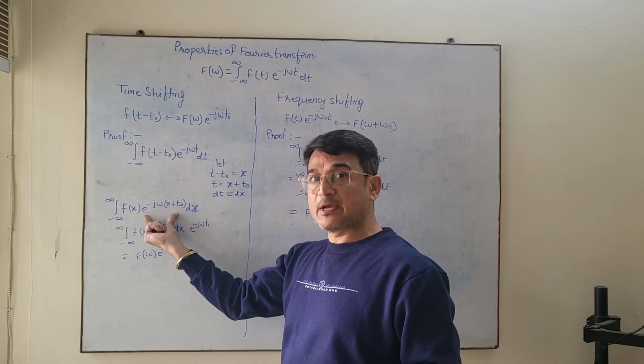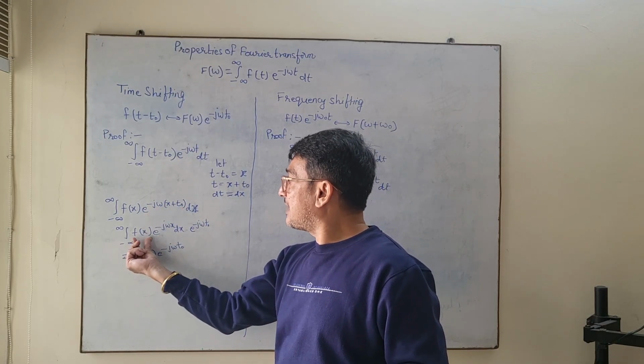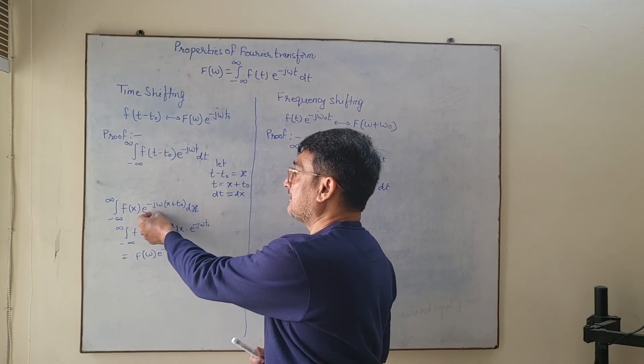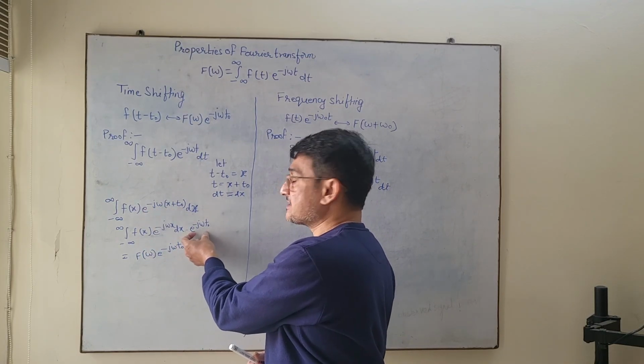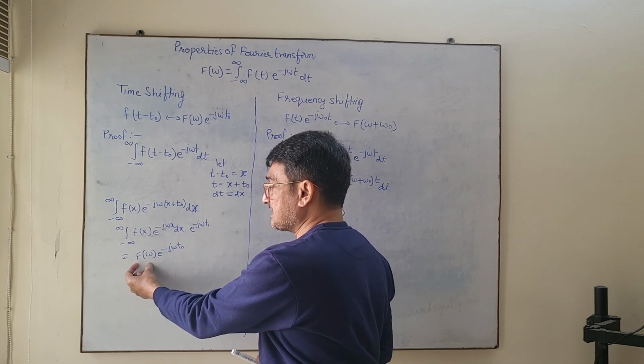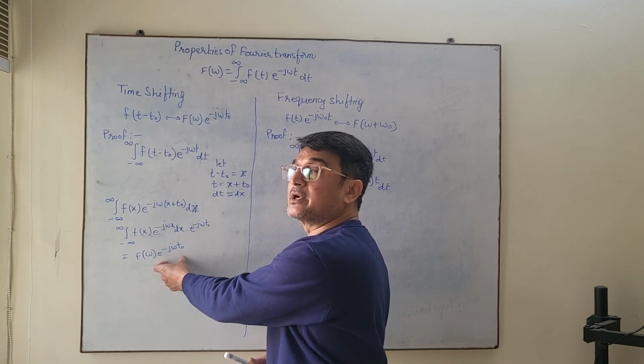We will separate these exponential terms. It will become the integral of f(x) e raised to the power minus j omega x dx, and the remaining part is e raised to the power minus j omega t naught. This part is nothing but F(omega), so the result is F(omega) e raised to the power minus j omega t naught.